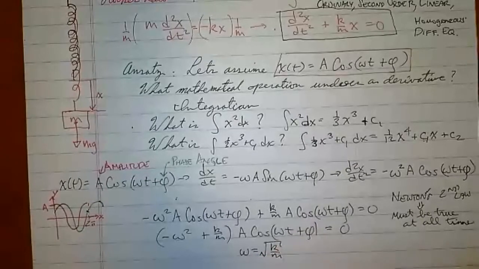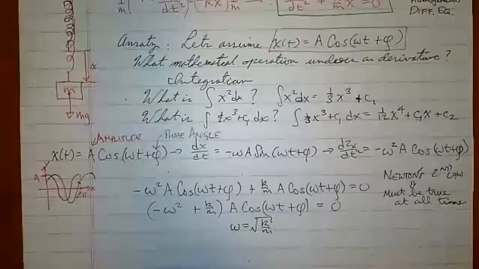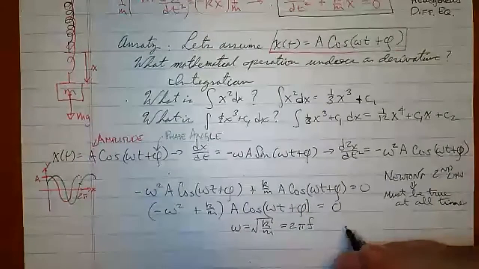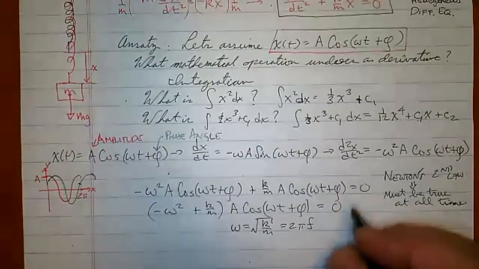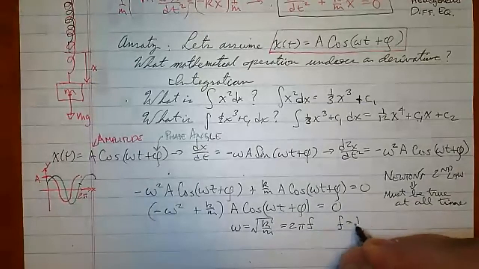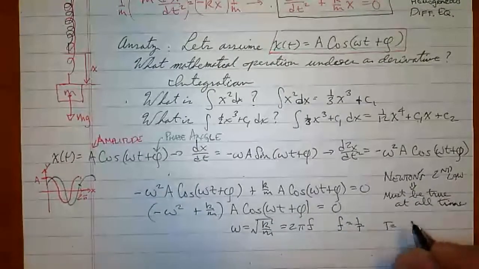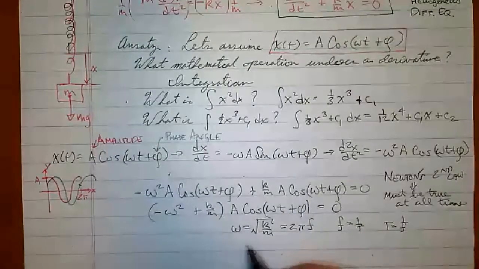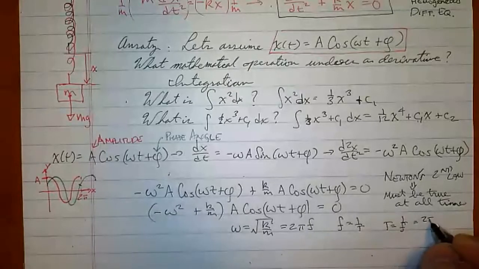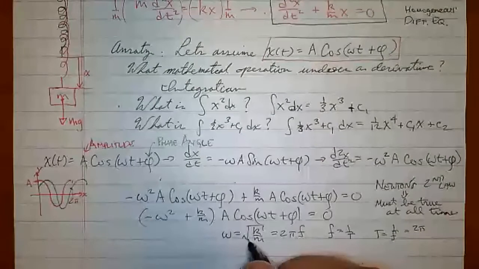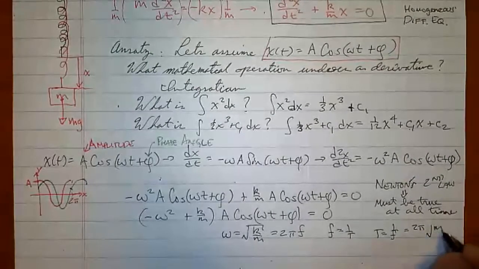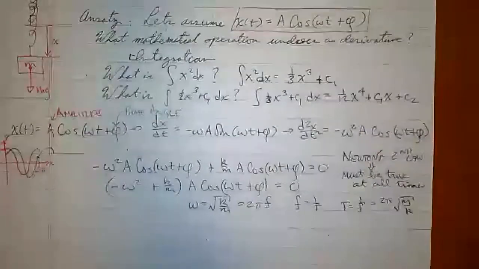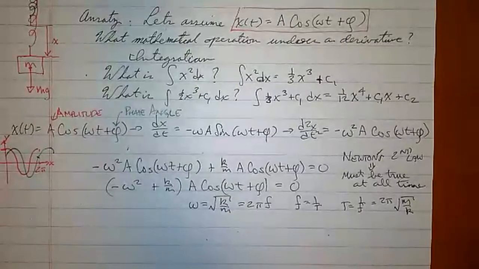And lo and behold, that omega is exactly the omega we studied in rotational motion. That omega is equal to 2 pi times the frequency. And of course, with that comes the added information that the frequency is 1 over the period, so the period is 1 over the frequency, which would be 2 pi over omega. And 2 pi over omega is just 2 pi times the square root of m over k, which you hopefully recall from other material as well as from the lab that we do this week.